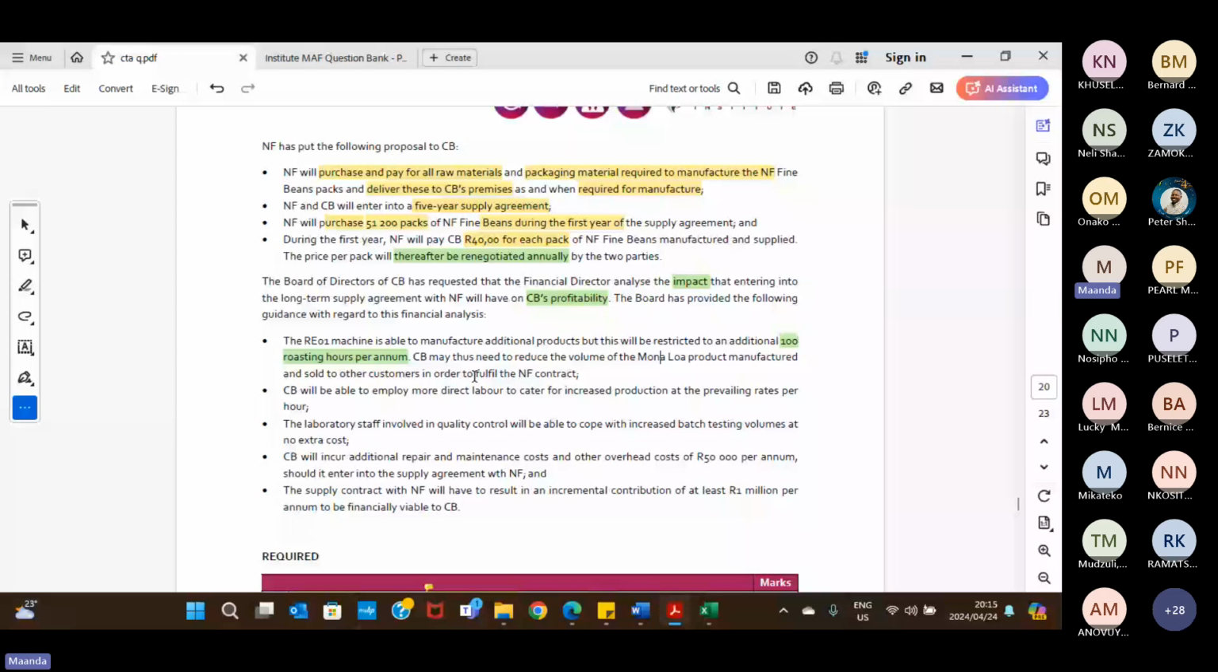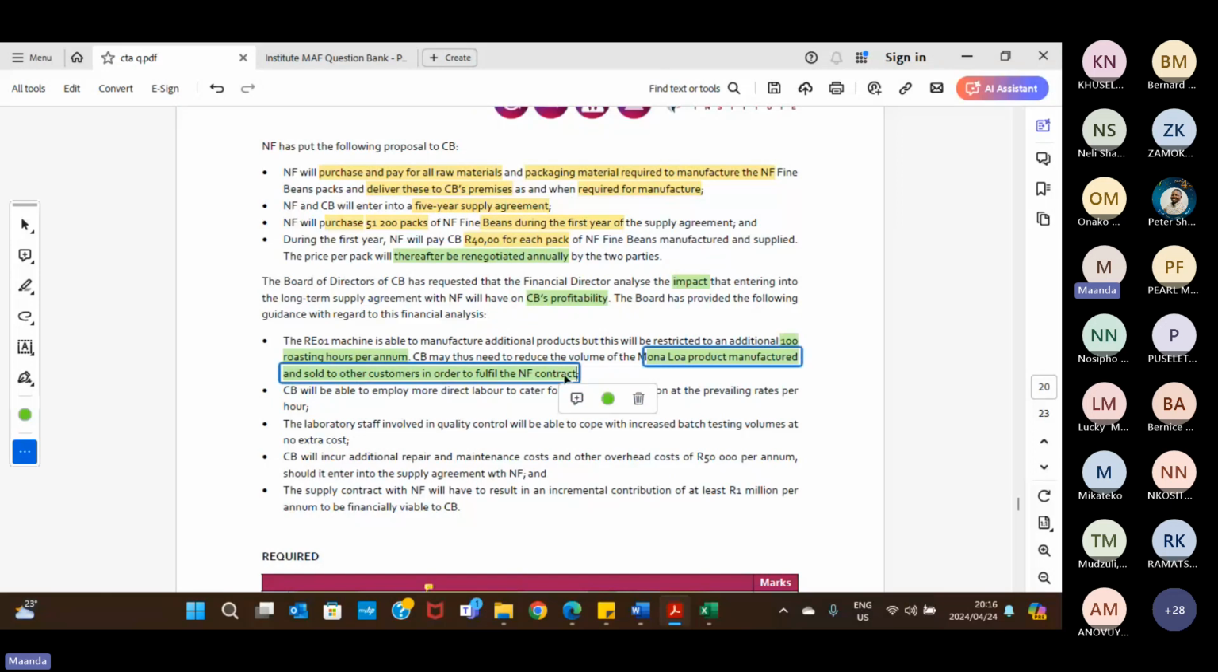However, if I calculate these hours and there are more, it means we have an issue, because then the hours are more than the additional, meaning we have to reduce something. So if there are more than 100, we can produce this number of packs as per our agreement, and then there will need to be a reduction of something. So this second line says, CB may thus need to reduce the volume of mono product manufactured and sold to other products in order to fulfill this contract.